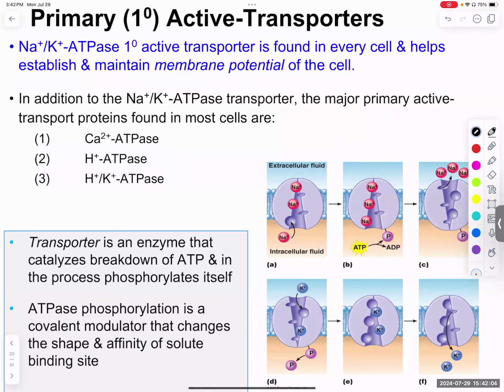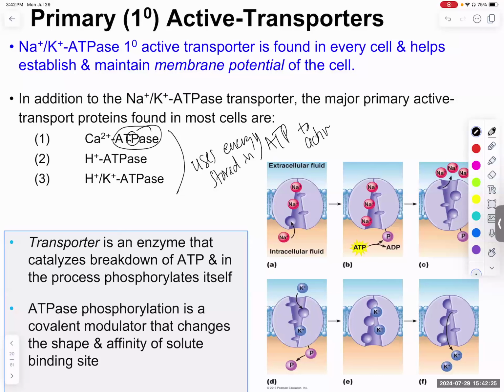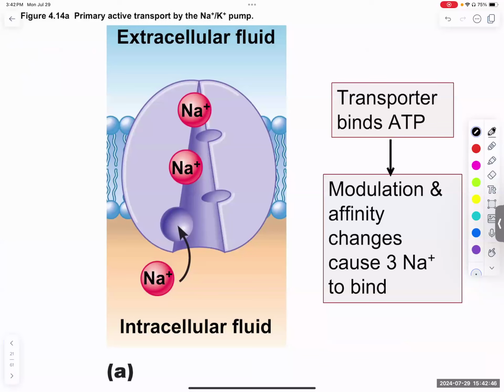This is primary active transport. These ATPase pumps. Why? Because the enzyme is binding the ATP, taking the energy out of that inorganic phosphate and using that energy. So uses energy stored in ATP to actively push substance across membrane, because you cannot rely on the high to low thing. There's no concentration gradient. And so the transporter has this enzyme, and transporter binds ATP.